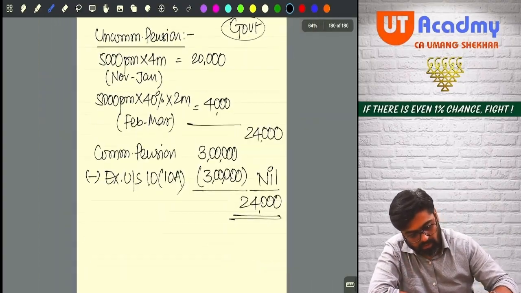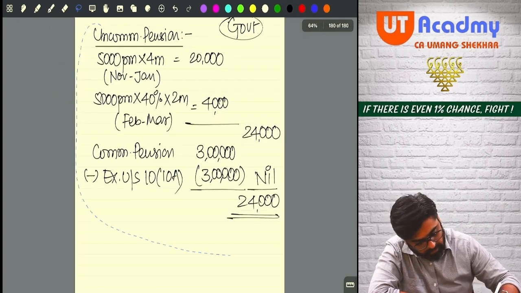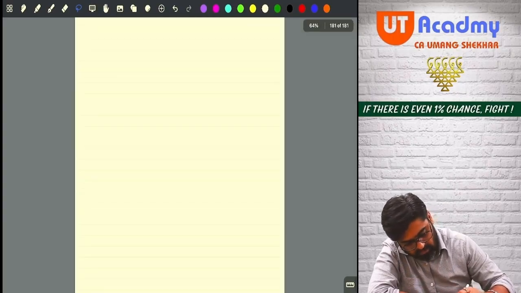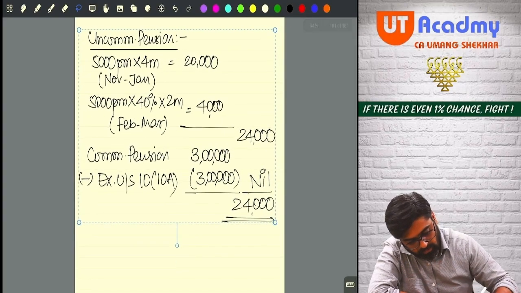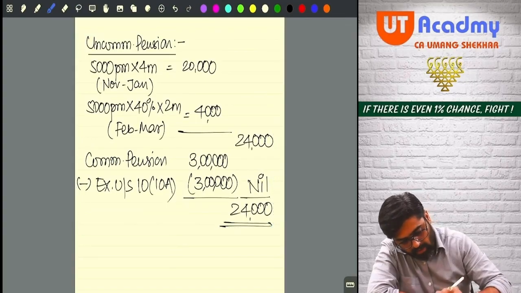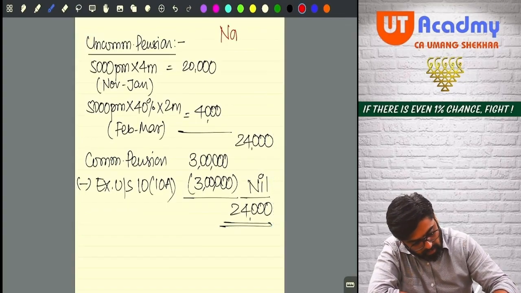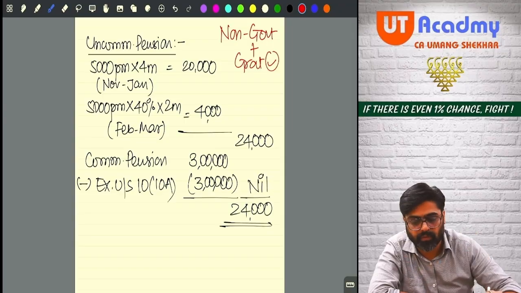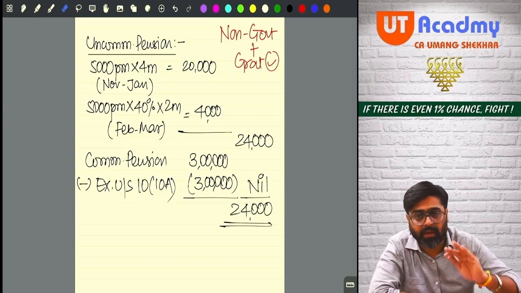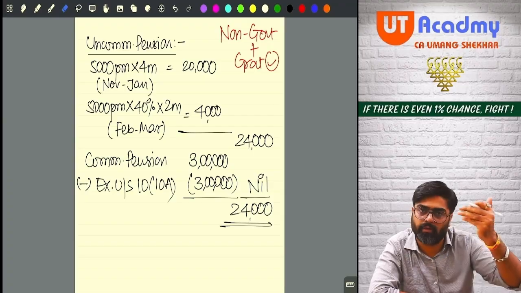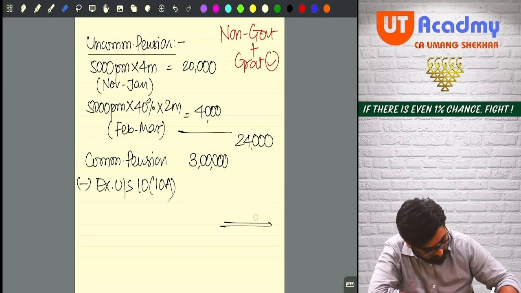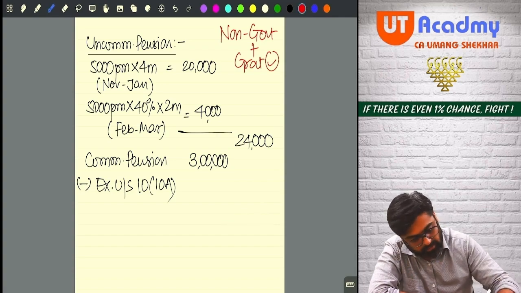Now what will I do? Wait. I will copy this part and I will paste it. Now what changes will I do? Come on. Please pay attention. I will write down: non-government employee plus he is receiving gratuity also. So will it affect my uncommuted pension or will it remain the same? It will remain the same. It is going to affect this amount. Getting my point? Now I am not going to get full exemption.